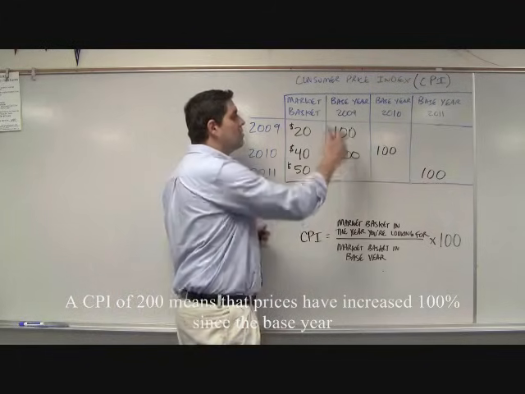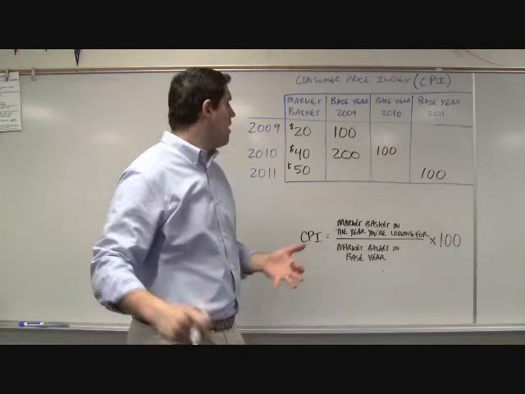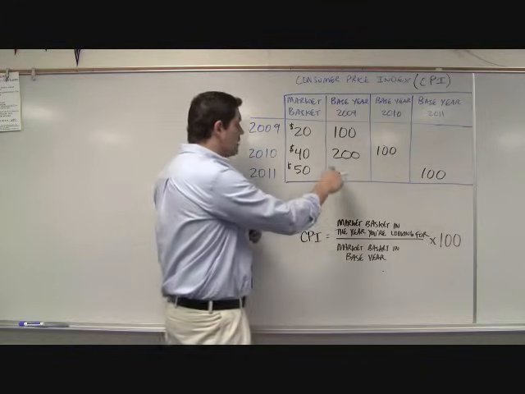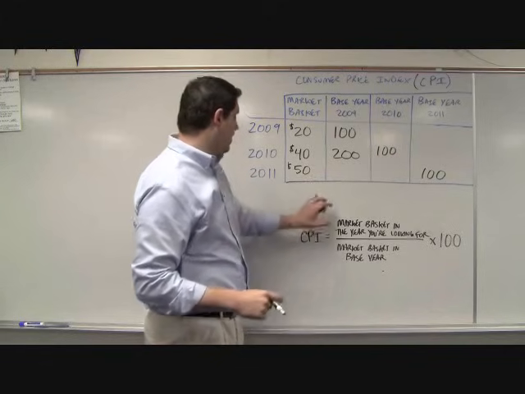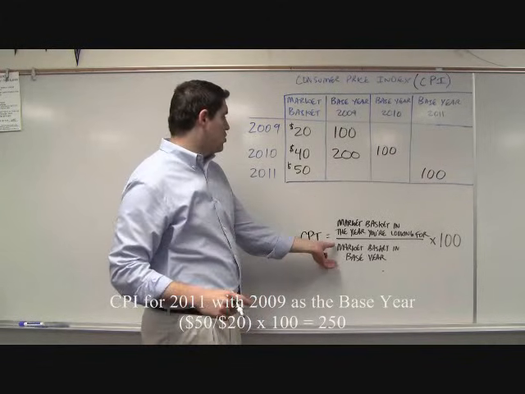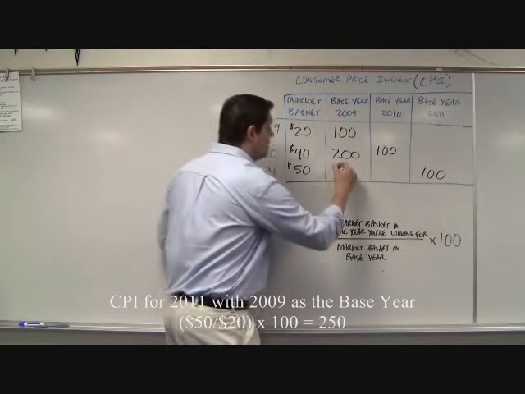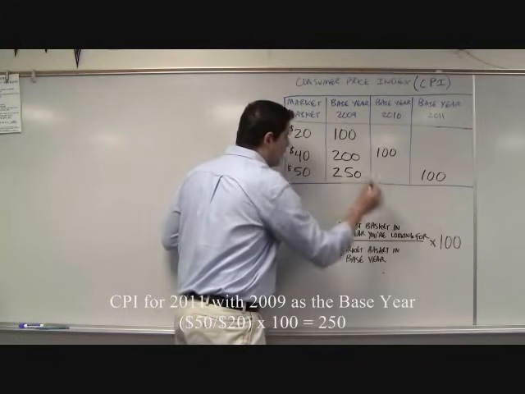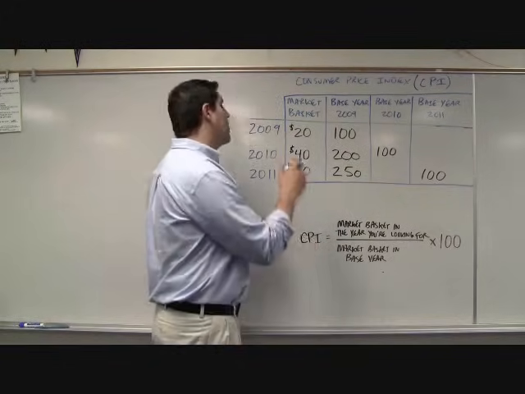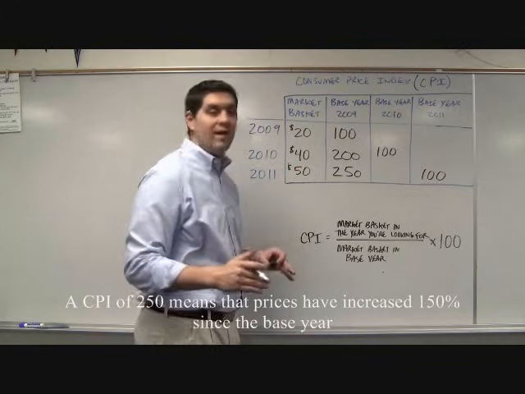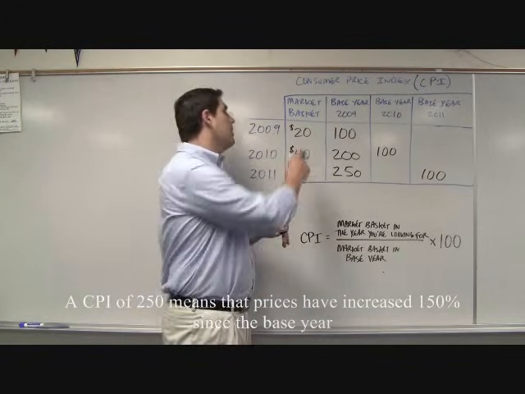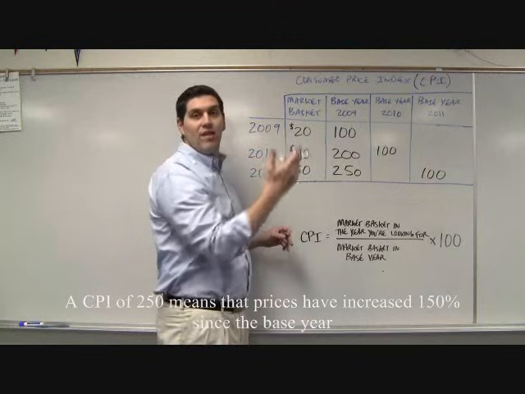A CPI of 200 means prices increased 100%. All right, that makes sense. Now, the next question is, what about when the price is 50? So you take 50 divided by 20. That's going to pop out a number. We multiply it times 100. What do you get? This is 250. That means prices increased 150% since the base year. That makes sense, right? Prices doubled and then went up another 50%.